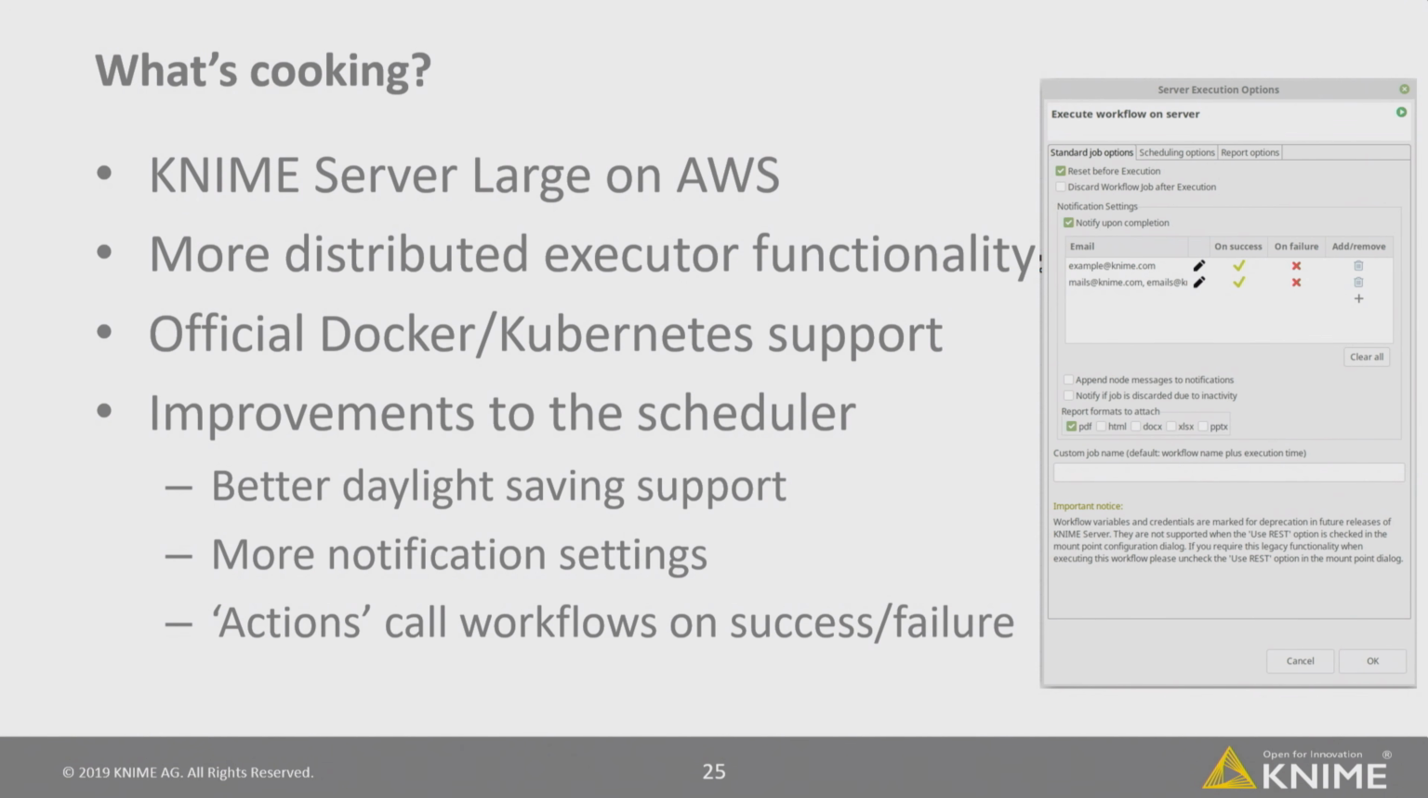Okay, what's cooking? We talked about KNIME Server Large and AWS. That's coming soon. More distributed executor functionality. So we're thinking of things like, you might have an executor running on a machine that has GPUs, and you want jobs that need GPUs to be run on that executor. So is there some way we can make that mapping and know that when that job runs, we have to run it on that particular executor or class of executors? That's one of the things we're thinking about.